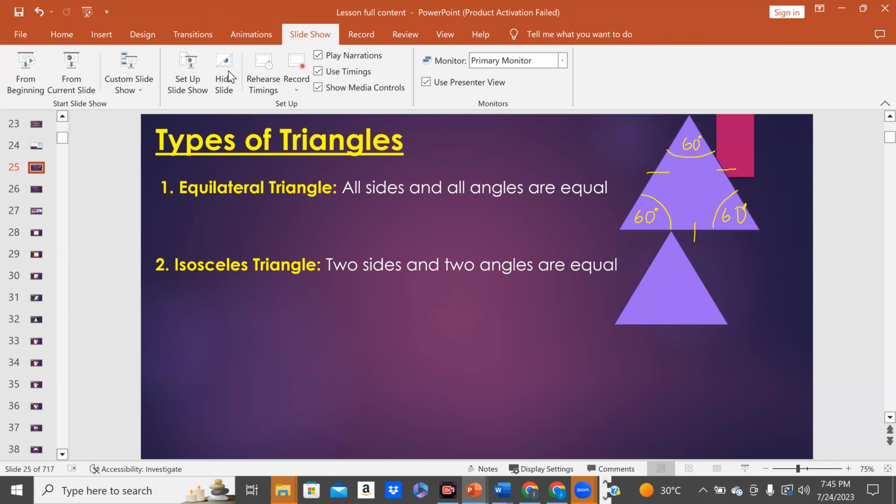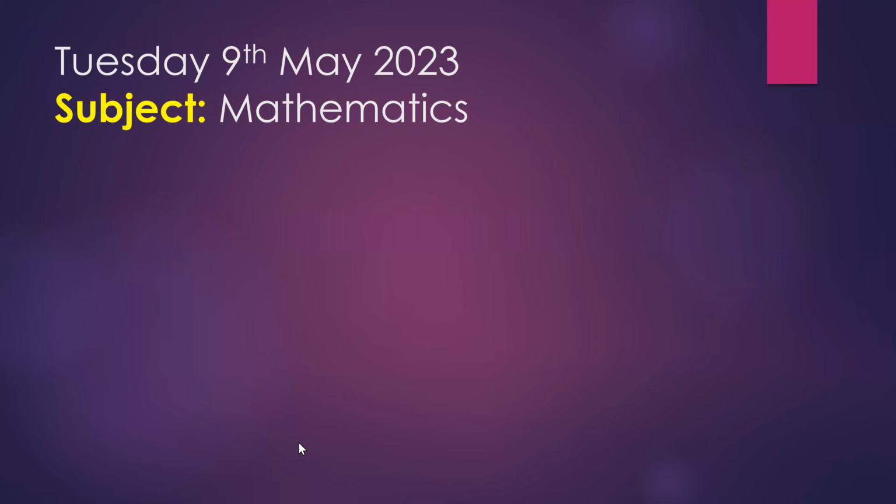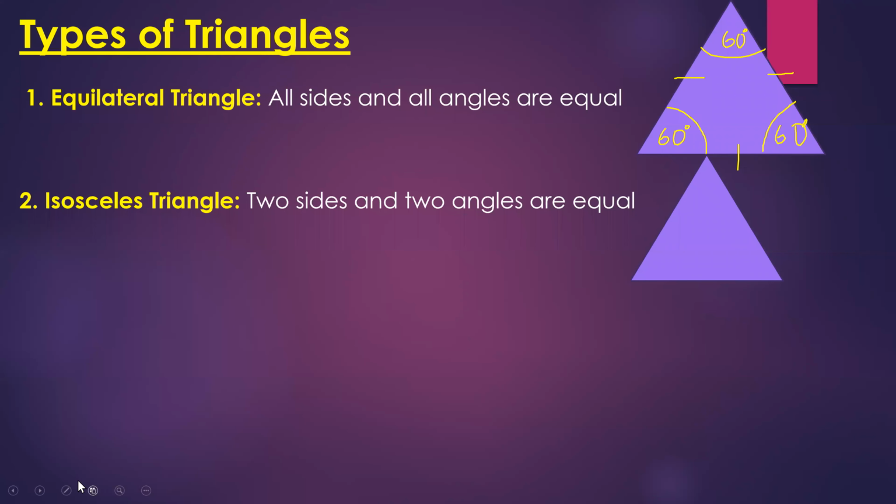All right. Again, it's two angles and two sides that are equal. So when we look at it, we see that this side and this side are equal. And again, this angle, let's call that A, this angle and also this angle are equal. That's what I mean by isosceles triangle. But this angle is not equal to them, so we're going to call it B.